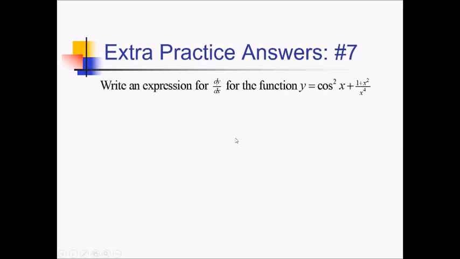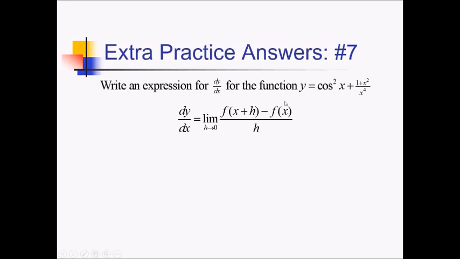On this problem, they want us to write an expression for dy over dx, which is to say the derivative or instantaneous rate of change for this cosine squared function. So let me start by writing the general formula for instantaneous rate of change. That's the limit as h approaches 0 of f of x plus h minus f of x all over h. And basically, I just have to apply this stuff to this function up here. I don't have to plug in anything specifically for x on this one, so I'll leave x around.